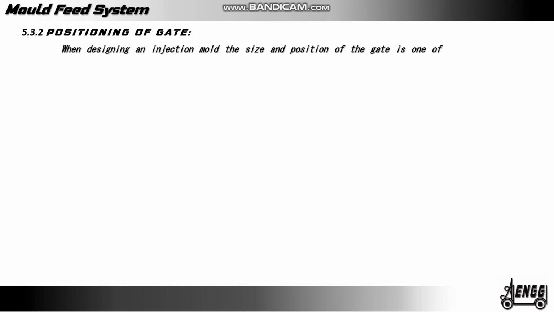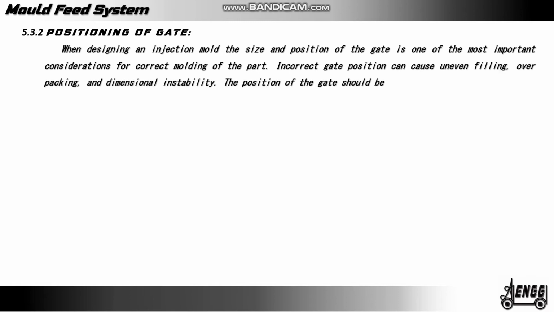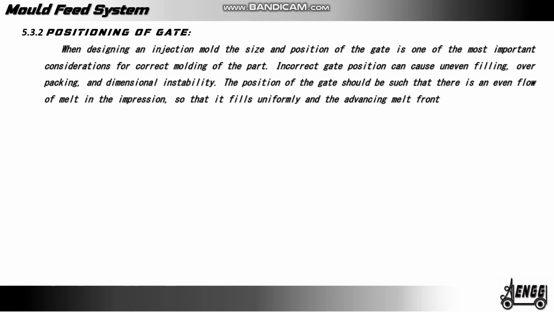Position of gate. When designing an injection mold, the size and position of the gate is one of the most important considerations for correct molding of the part. Incorrect gate position can cause uneven filling, overpacking and dimensional instability. The position of the gate should be such that there is an even flow of melt in the impression so that it fills uniformly and the advancing melt front spreads out and reaches the various impression extremities at the same time.